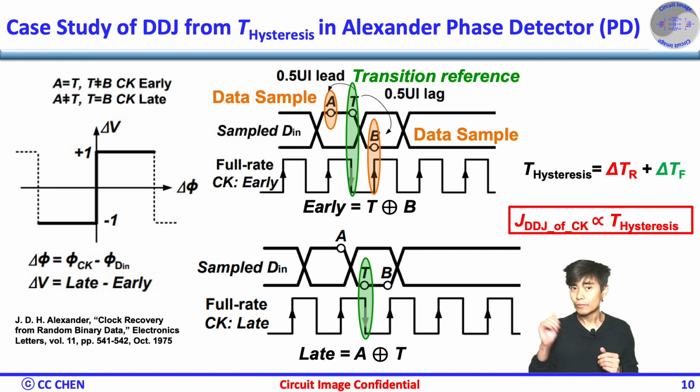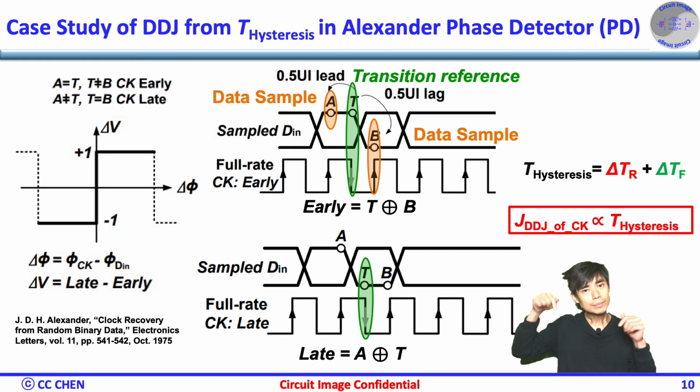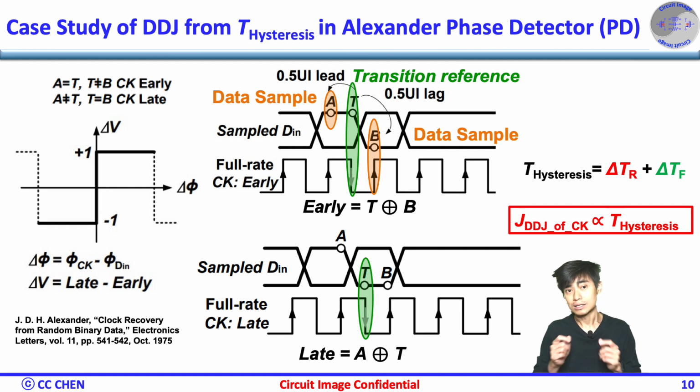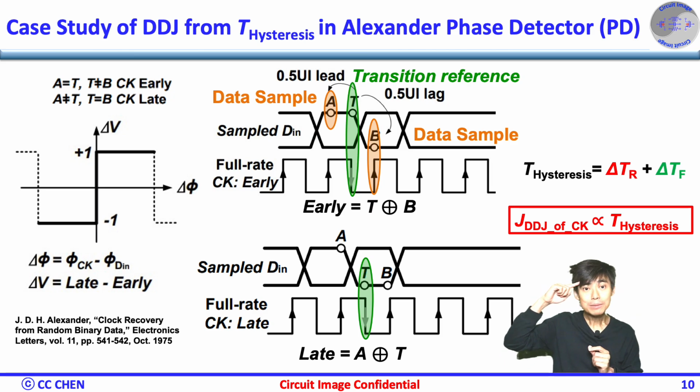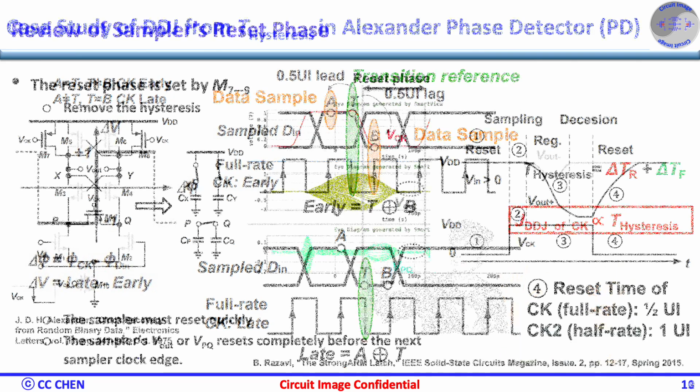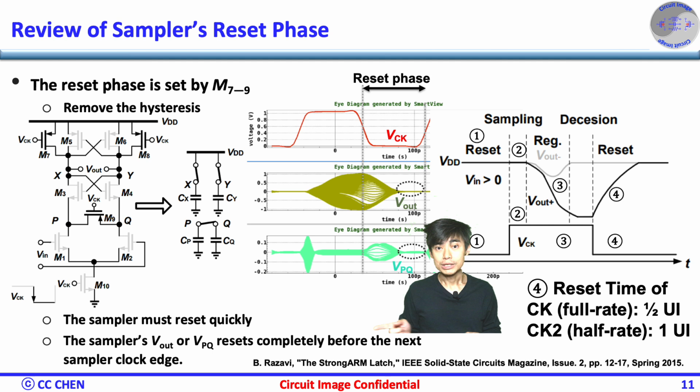Therefore, to avoid excessive DDJ from the input, we must minimize the sampler's hysteresis as much as possible by trading off its speed. If we'd like to keep the required data rate but reduce the hysteresis time, what can we do? Think about the reset time image for 5 seconds. Bingo! Just increase the reset time to clear out the hysteresis as much as possible.